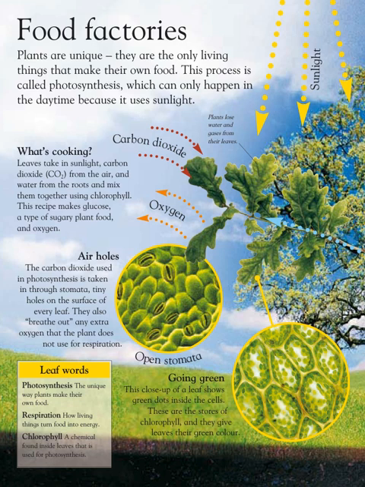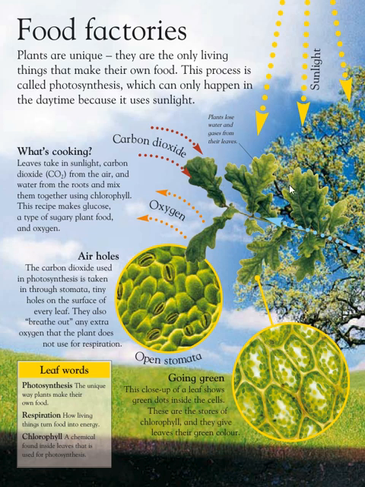Food factories. Plants are unique. They are the only living things that make their own food. This process is called photosynthesis, which can only happen in the daytime because it uses sunlight. Leaves take in sunlight, carbon dioxide from the air, and water from the roots and mix them together using chlorophyll. This recipe makes glucose, a type of sugar for the plant to eat, and oxygen.